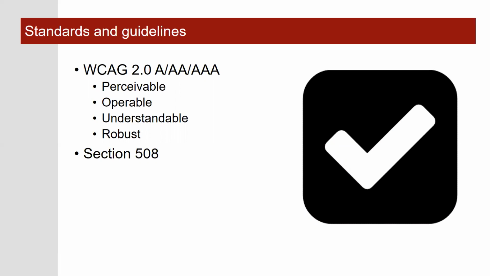WCAG 2.0 consists of 3 priority levels that act as an industry standard, with A being the minimum level of conformance and AAA being the level of conformance that ensures access to the greatest number of people. So if your content meets A requirements, many people can access it. If it meets AAA requirements, most people can access it. AA is somewhere in between.